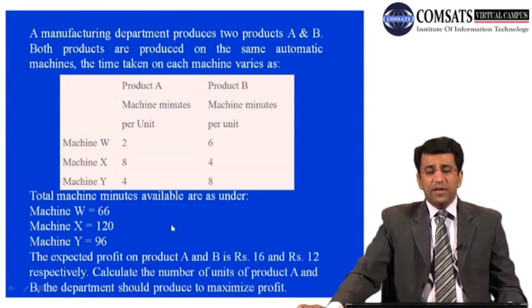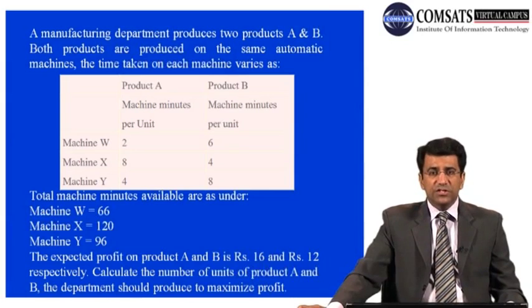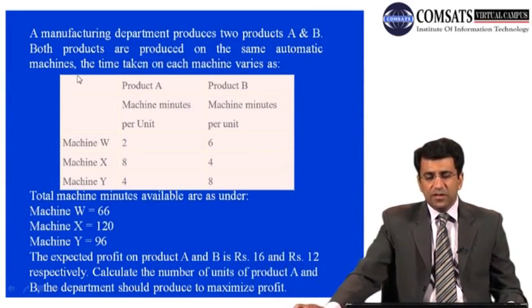Okay, class, we have discussed different examples in which there were only two constraints. Now let's take another example in which there are more than two constraints, that is three constraints. Let's consider a very similar example: a manufacturing department produces two products A and B. Both products are produced on the same automatic machines. The time taken on each machine varies as shown by this table.